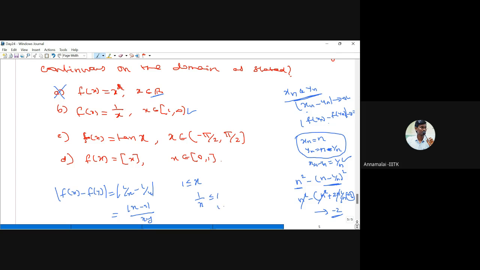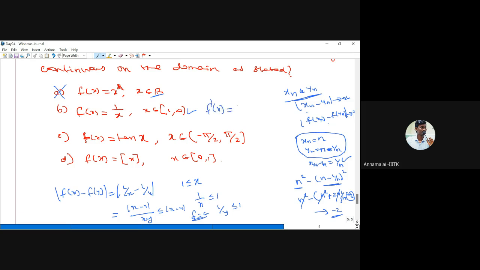But 1 by x is less than or equal to 1, and 1 by y is less than or equal to 1. Therefore, this product is also less than or equal to 1. Therefore, this is less than or equal to just mod x minus y. Therefore, choose delta equal to epsilon. Otherwise, since this is a differentiable function, what is f dash of x?